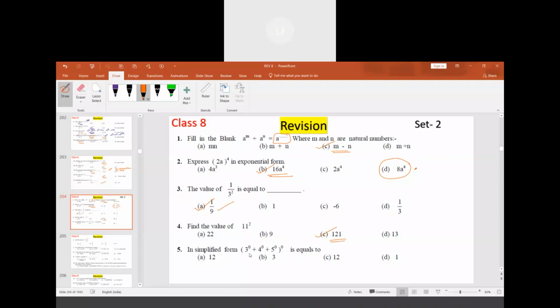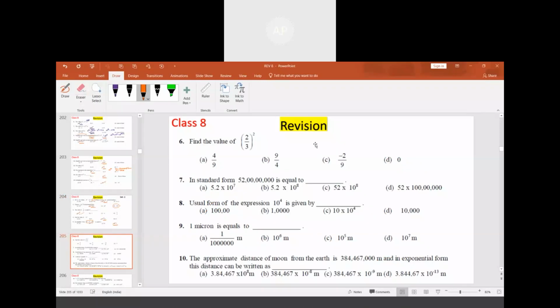Look at this, don't go for simplifying this. Whatever is there in the brackets, it can be any number. Any number to the power of 0 is always 1. So the answer is option D.